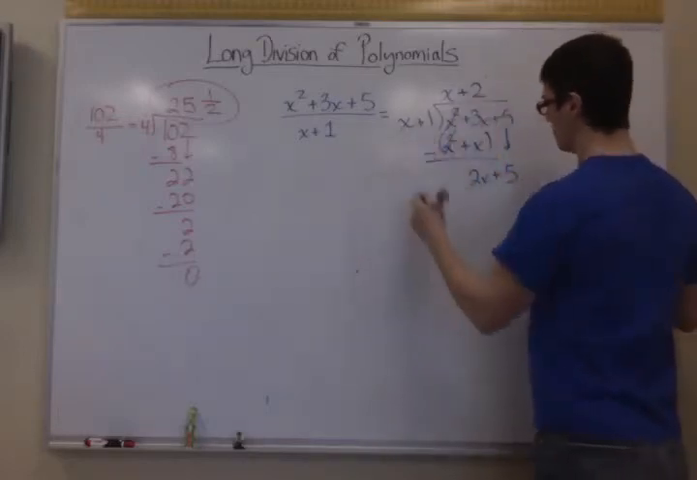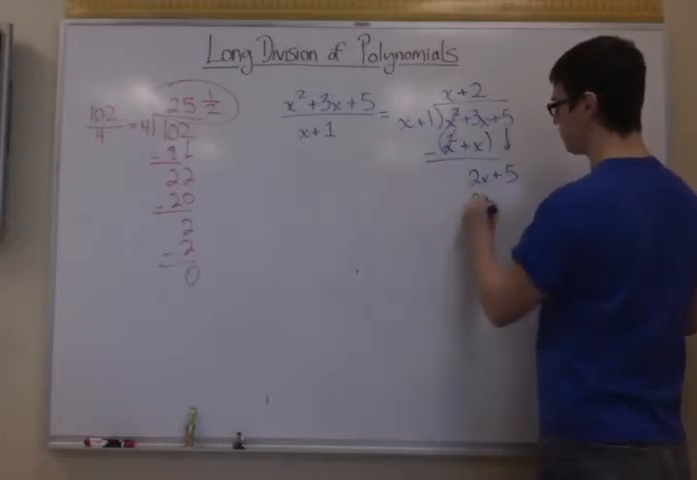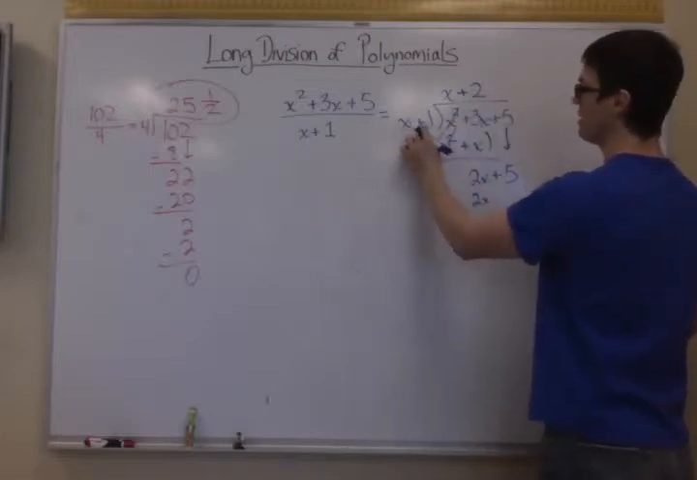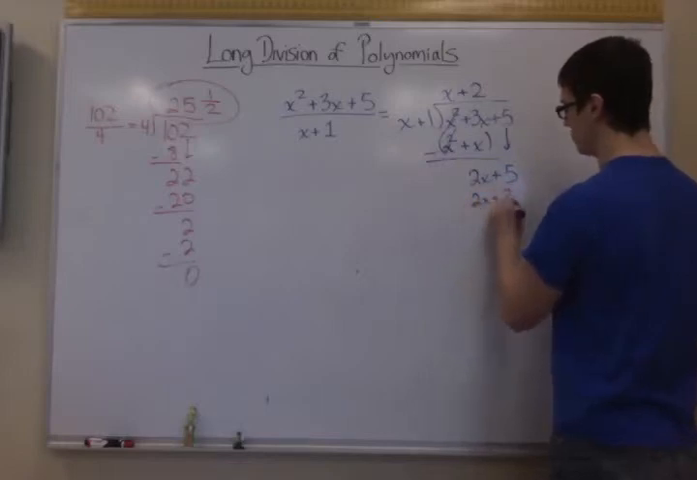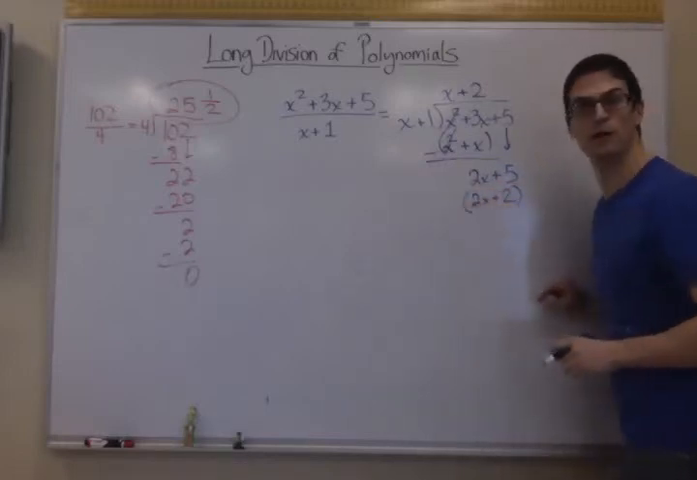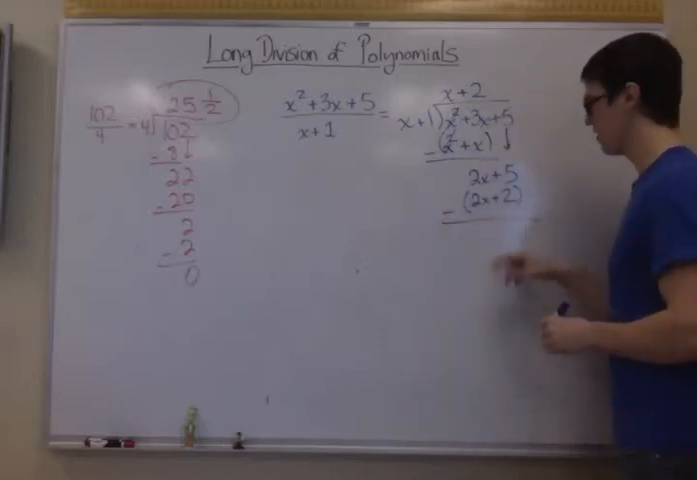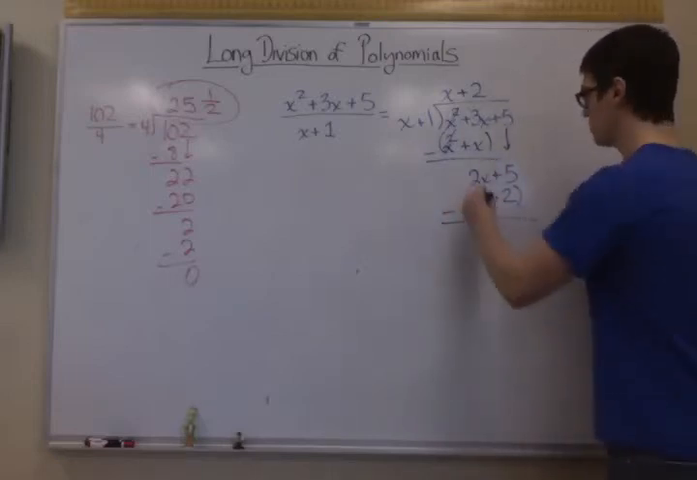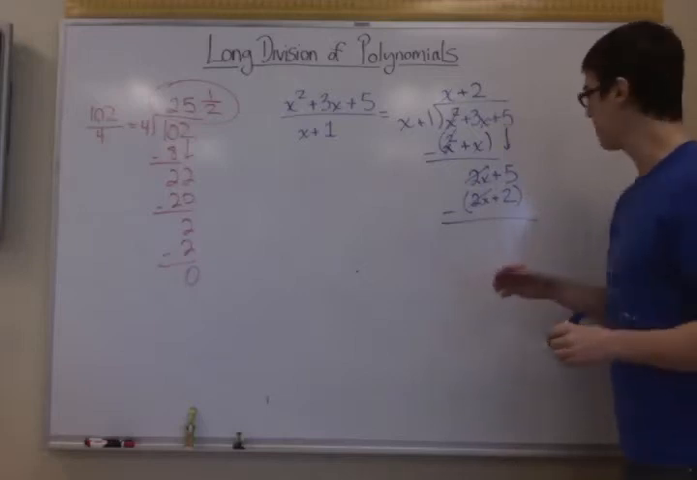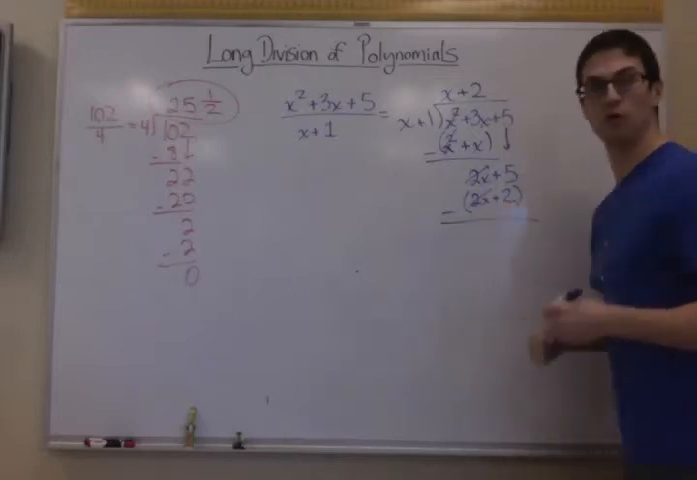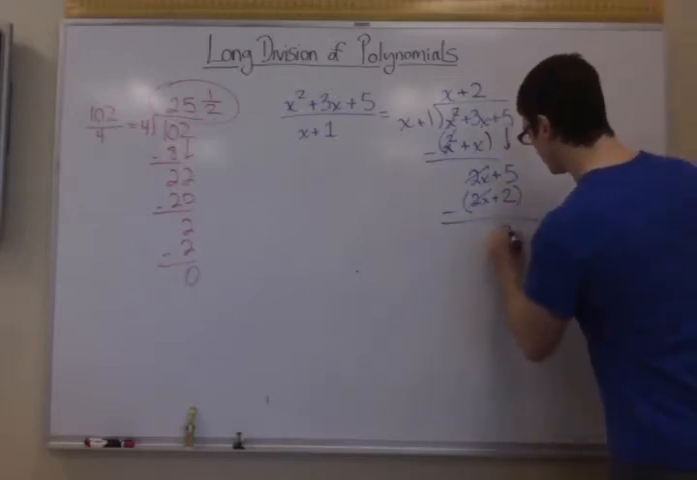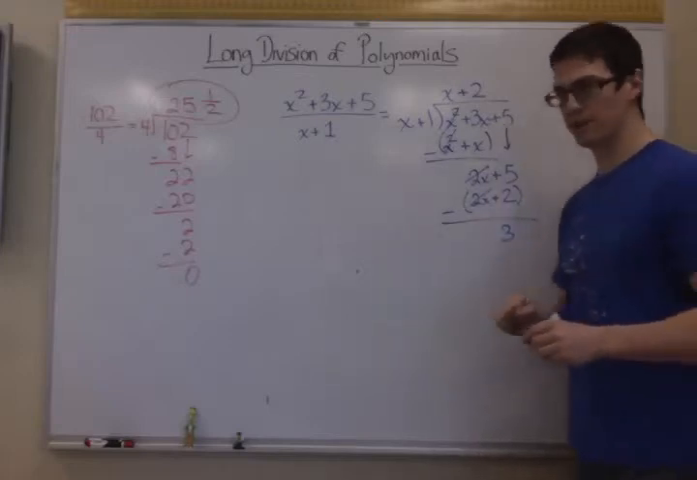2 times x plus 1, remember distribute, is going to be 2x, because 2 times x, plus 2 times 1 is 2. Make sure you put those parentheses in there. You'll never get the math wrong. Subtract that off. 2x minus 2x is 0, so the 2x's are gone. That's what we wanted. Then we have the 5 minus 2. Hopefully you know 5 minus 2 is 3. So that's going to be our remainder.